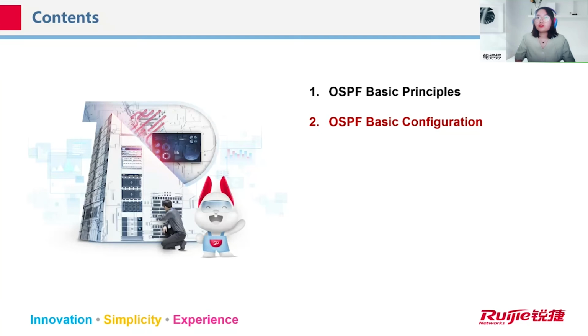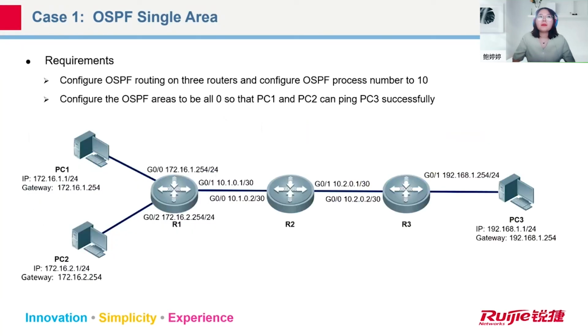And the next part is configuration, because we talked about lots of concepts. Then let's see the configuration. In the first one, we only have a single area, all the routers located in the same area, and the requirement is to configure OSPF. There are 3 routers, and the process ID is 10, because there is a single area, we let all the routers belong to area 0, and finally we hope PC 1, 2, and 3 can communicate with each other. So this is our requirement.